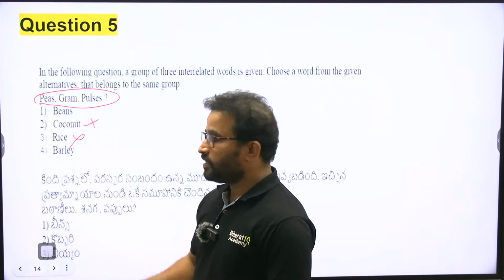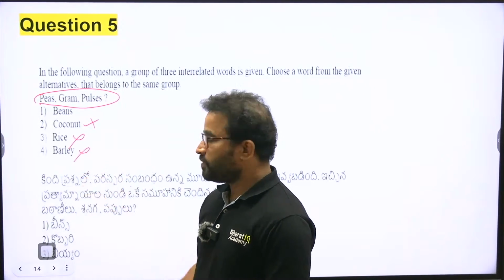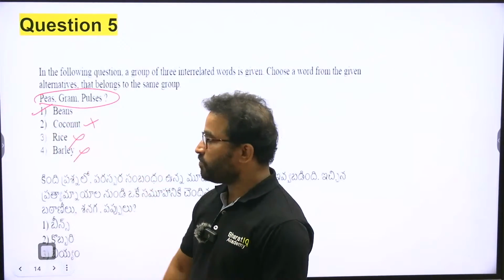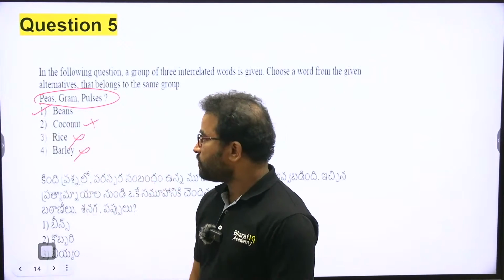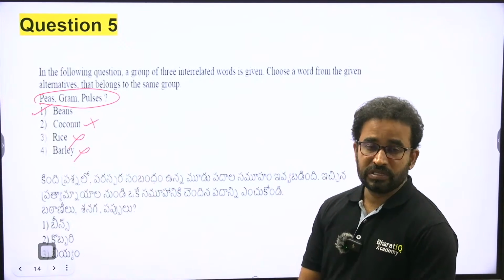So rice also belongs to another one. Barley also belongs to a different one. No, this belongs to beans only. So beans belongs to gram, pulses and peas. So that is the right answer.